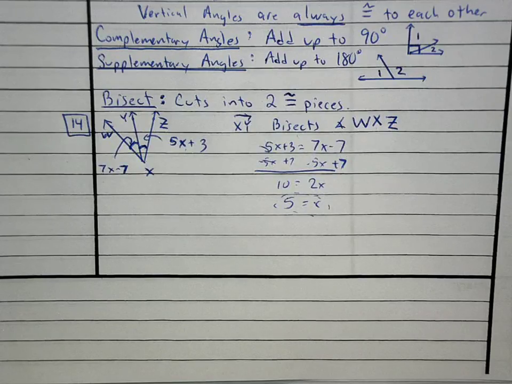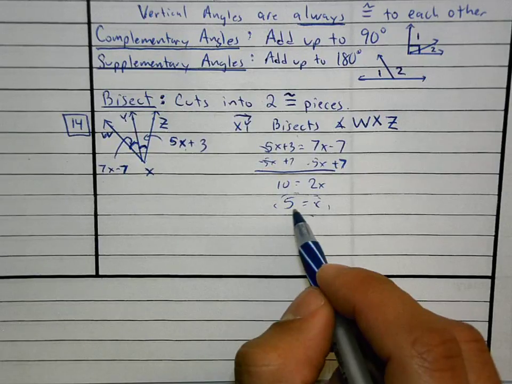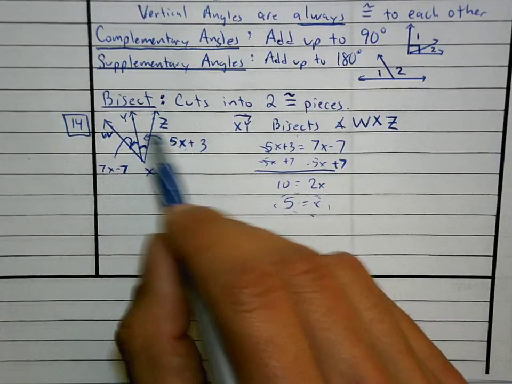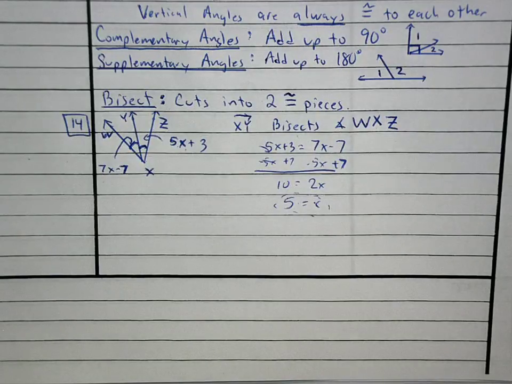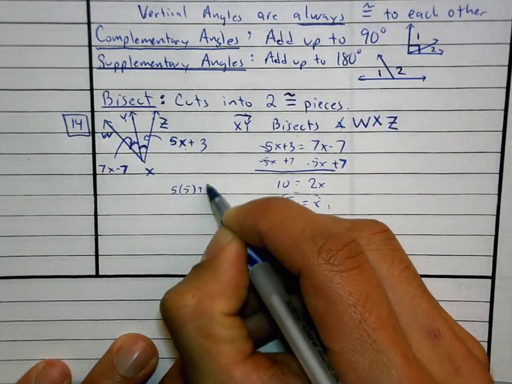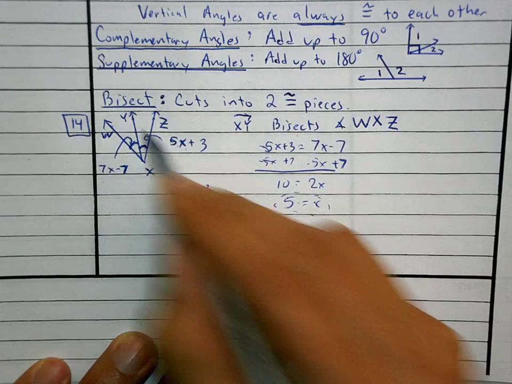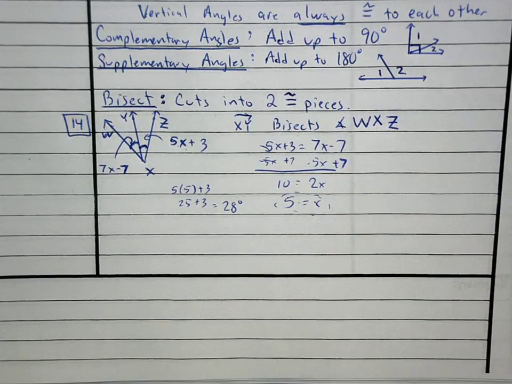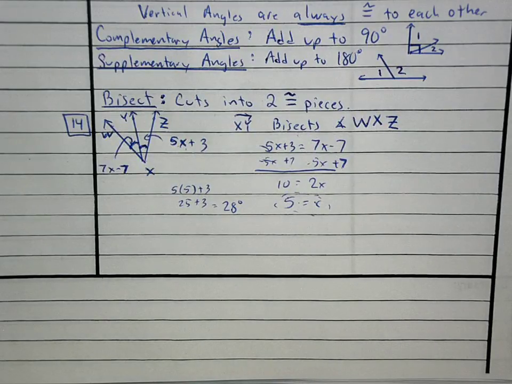Because what they're going to ask us to find is not just x. They're going to say, what's that angle equal to? And you're going to have to take this x and plug it back in to find whichever angle they're looking for. If I take this 5 and plug it in, 5 times 5 plus 3 is 25 plus 3. This angle here is 28 degrees. You will not use a protractor on worksheet 5. In worksheet 5, everything is not drawn to scale, meaning you're going to have to figure out what the angles are, not with a protractor, but by doing this algebra.